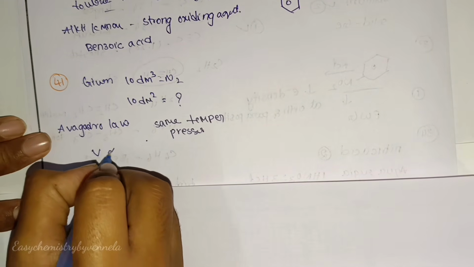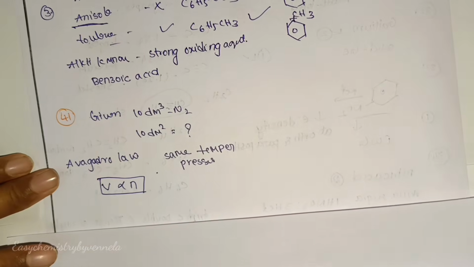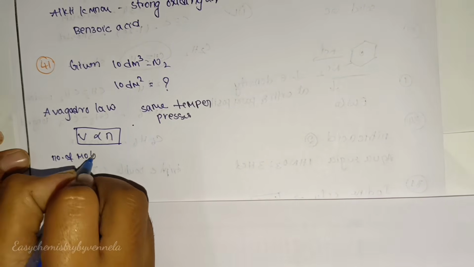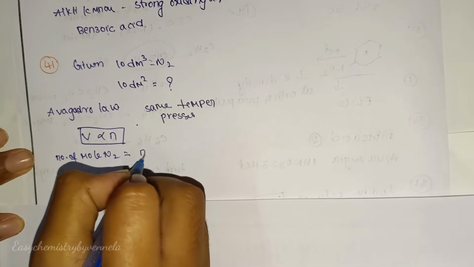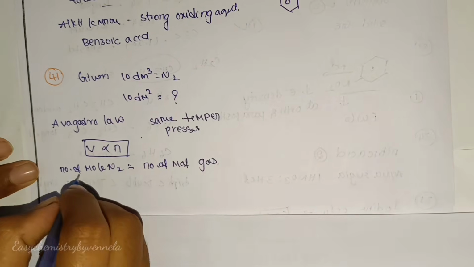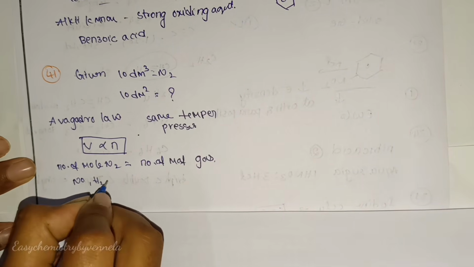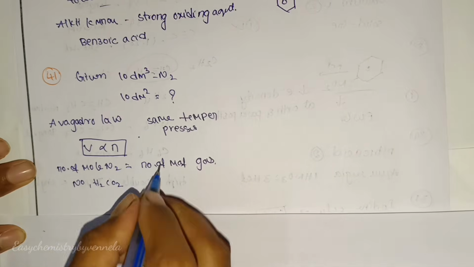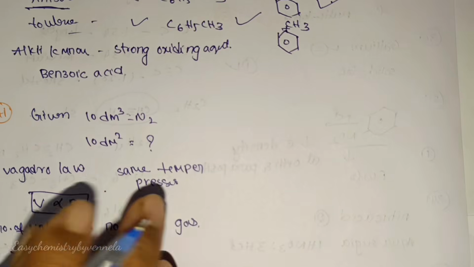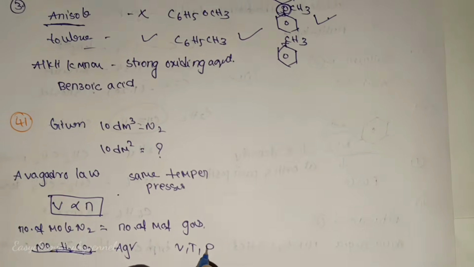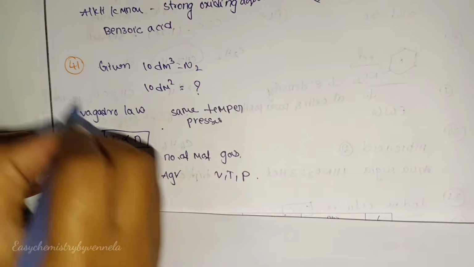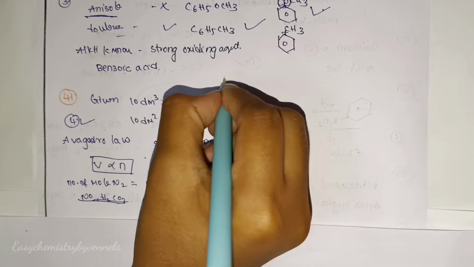So, volume is directly proportional to number of moles. Here, same temperature and same pressure. Number of molecules of N2 is equal to number of molecules of gas. It doesn't matter whether gas is NO, H2 or CO2. All gases obey Avogadro's law under the same condition, that is same volume, same temperature, same pressure, that is equal number of molecules. So in this, correct option is fourth one, all the above.